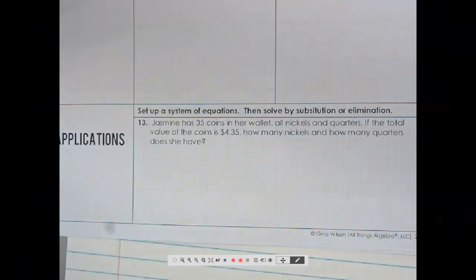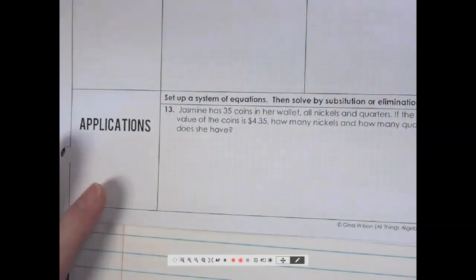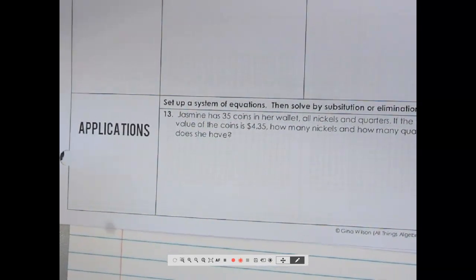So we're just continuing with the notes from 6-1, finding that first word problem about Jasmine. Are we all there? Okay.